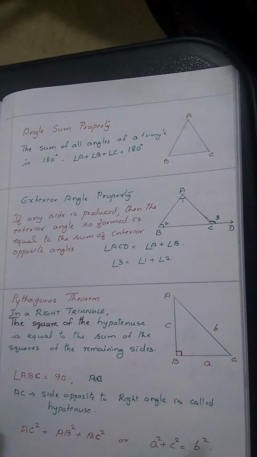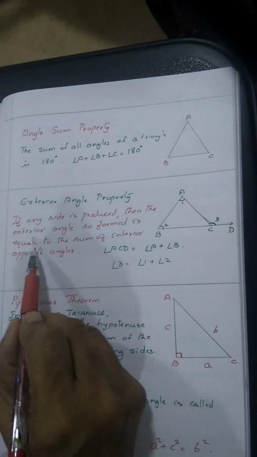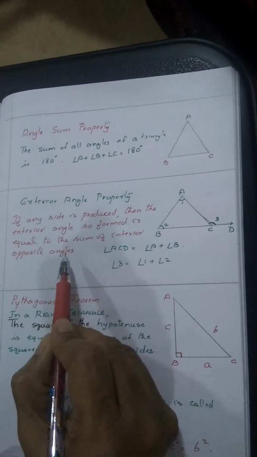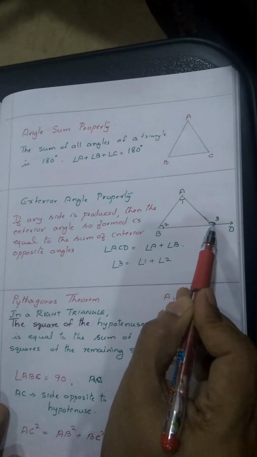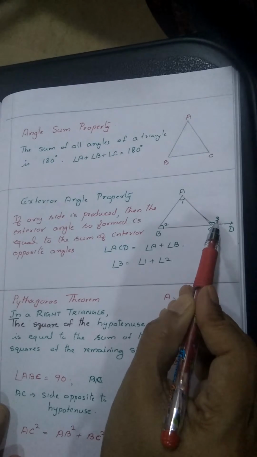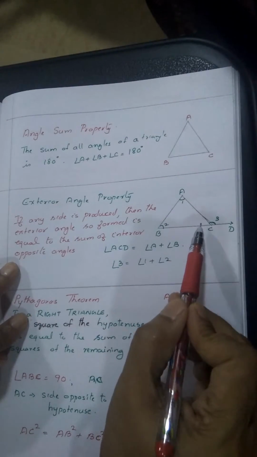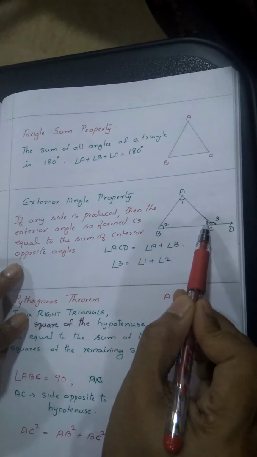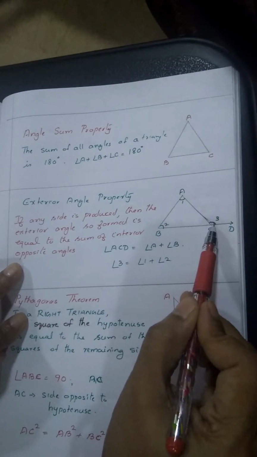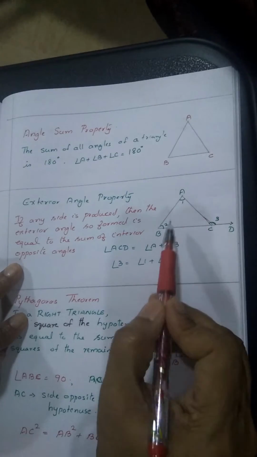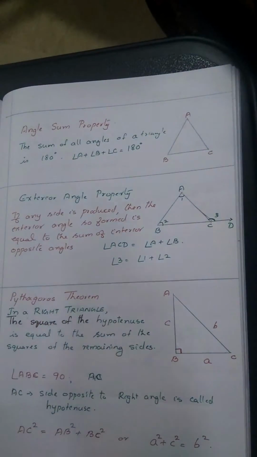Now, the exterior angle property. If any side is produced, then the exterior angle so formed is equal to the sum of the interior opposite angles. So in this triangle, if this side is produced, this angle will become the exterior angle. The exterior angle is equal to the sum of the interior opposite angles. These are angles 1 and 2. So angle 3 is equal to angle 1 plus angle 2. That is called the exterior angle property.